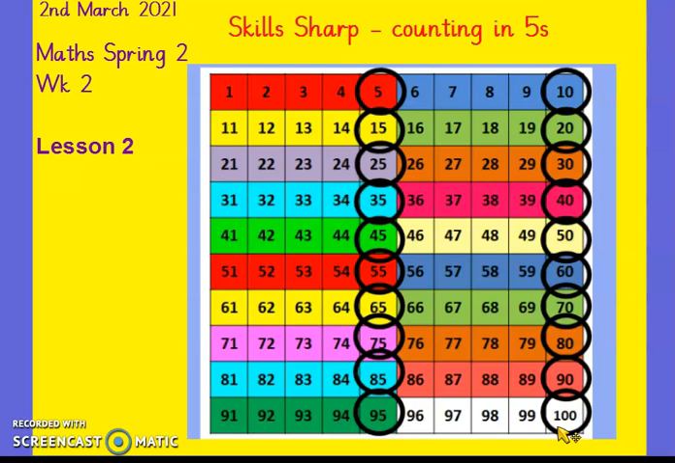You can practice by jumping in fives, clapping in fives, taking turns with your adult, saying the fives, but practice counting in your fives. If you want to set yourself an extra challenge, you can have a go at doing it backwards. So pause the video and have a practice with your adult.